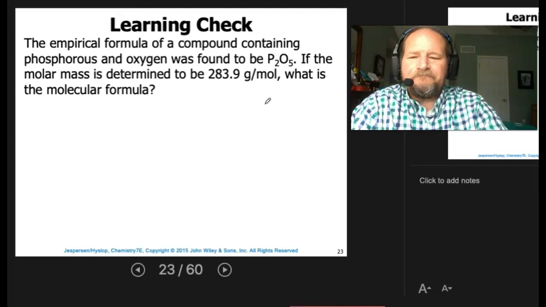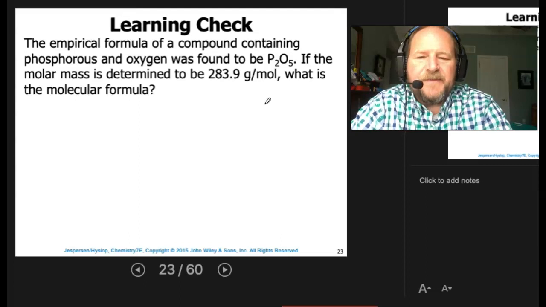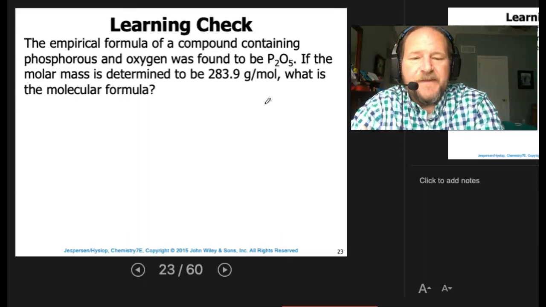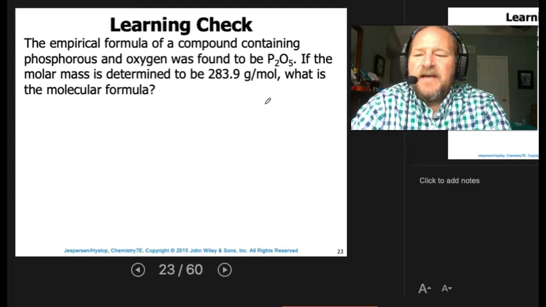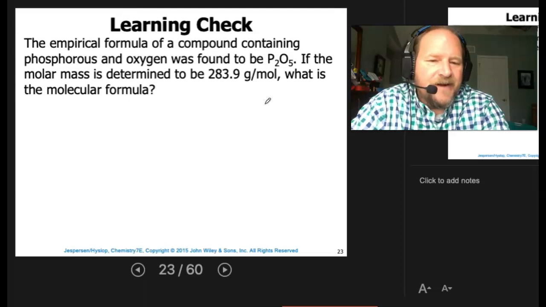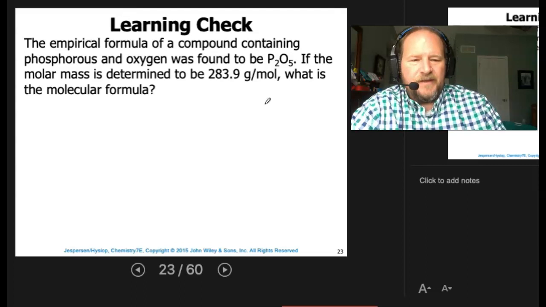Let's look at a problem. The empirical formula of a compound containing phosphorus and oxygen was found to be P2O5. So that's what we had been doing for the first 15 minutes of this segment. If the molar mass is determined to be 283.9, that's a different analysis that they're going to give us that data from. What is the molecular formula?